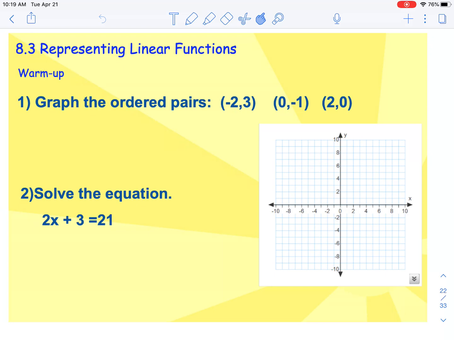This is lesson 8.3, which is on representing linear functions. So just a couple of warm-up problems. Number 1 says graph the ordered pairs, and we're given 3 different ordered pairs.